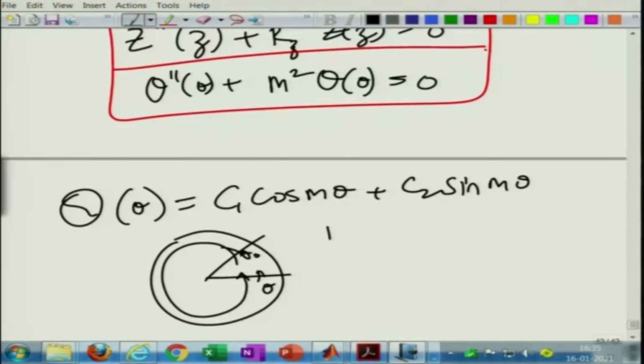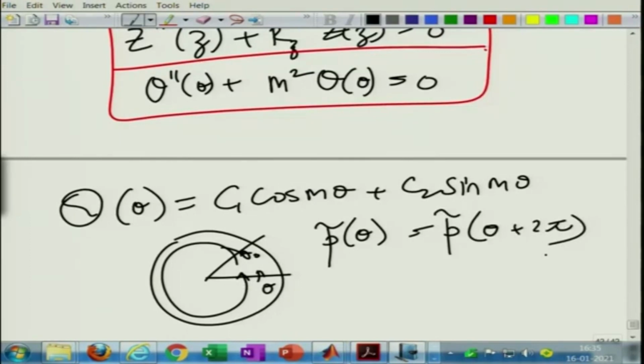So, basically what I am trying to say is that pressure at theta naught and at theta naught plus 2 pi will be the same. What that would mean is that m must be an integer, otherwise this condition will not be satisfied. It is pretty straightforward. If there is no variation, m is 0, then you are just getting unity.